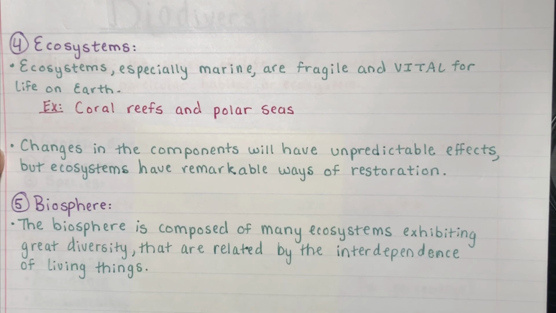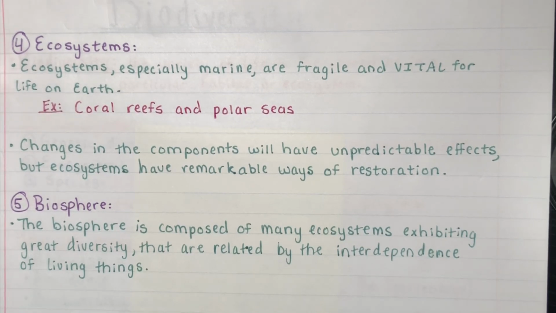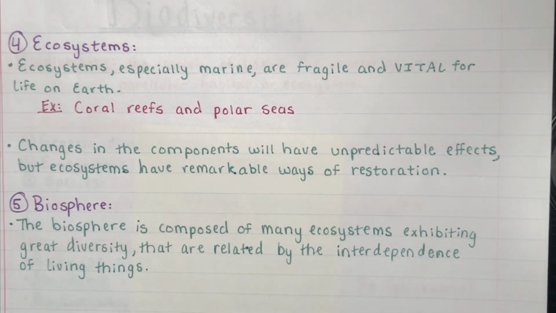Changes in the components of these ecosystems will have unpredictable effects, but ecosystems have remarkable ways of restoration. During this scary time as we're dealing with COVID-19, there have been a lot of news articles and images going out showing that while we are in quarantine, practicing social distancing, and staying home, a lot of our environment is able to get healthier and bounce back.